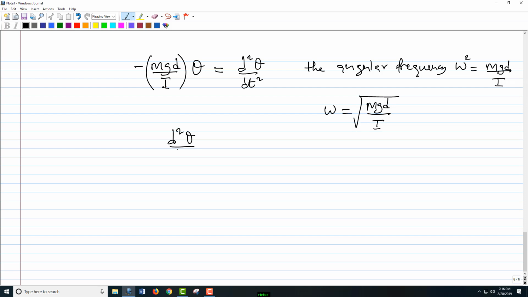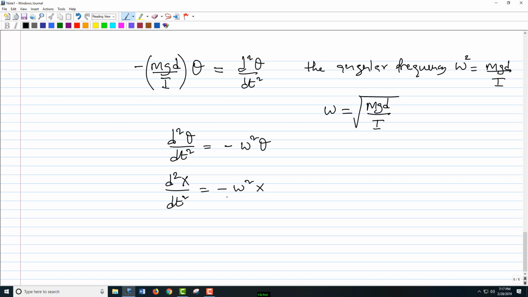So we can now write d squared theta dt squared to be equal to minus omega squared theta, and you can see that this is now in the same form as d squared x dt squared equals minus omega squared x. So by doing it this way, we can now get the same solution for both equations of motion.